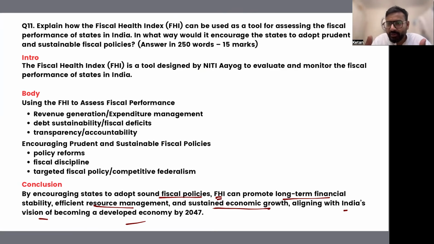Of course, if you have more data, like you can talk about how states account for 2/3 of the total expenditure that is done in India, and also account for 1/3 of the total revenue that is generated. So if you have this data, you can definitely use it.